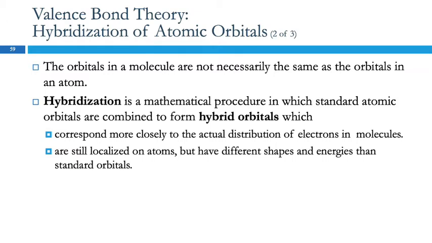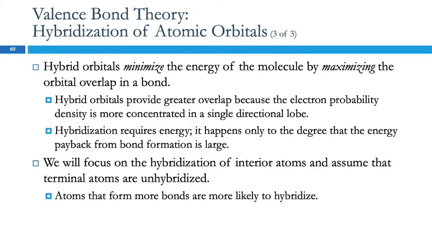So hybridization, we're referring to a mathematical procedure where we're combining atomic orbitals to make hybrid orbitals. And we are not going into the math. These hybrid orbitals are going to correspond more closely to the actual observed distribution of electrons. They're still going to be localized on atoms, but their shapes and energies are going to be a bit different than the standard orbitals. What the hybrid orbitals do is they maximize the orbital overlap in a bond, and that minimizes the energy.